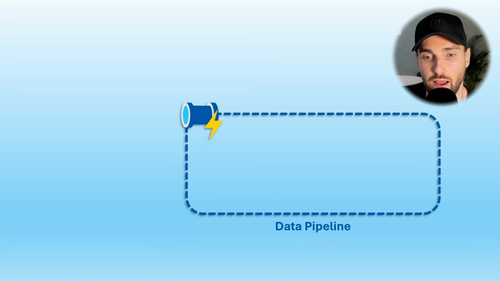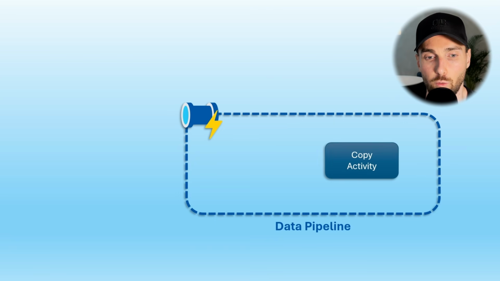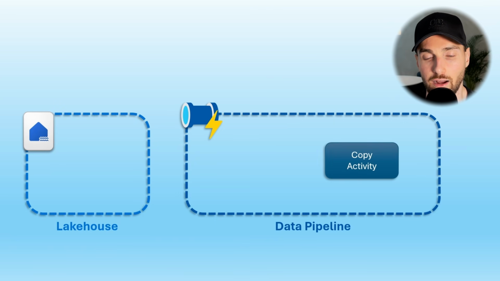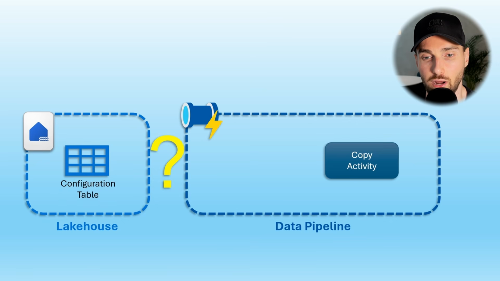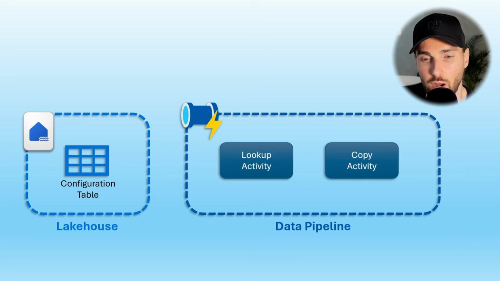Let's get started. Let's imagine a situation where we have a Fabric data pipeline. In that pipeline, we have a copy activity. We also have a lakehouse, and in that lakehouse, we have a configuration table. We would like to use the contents of this configuration table to instruct our copy activity to copy some data. How would we do this? Of course, we can use the lookup activity in the data pipeline and fetch the contents of the configuration table and have them available in our pipeline for our copy activity to use.